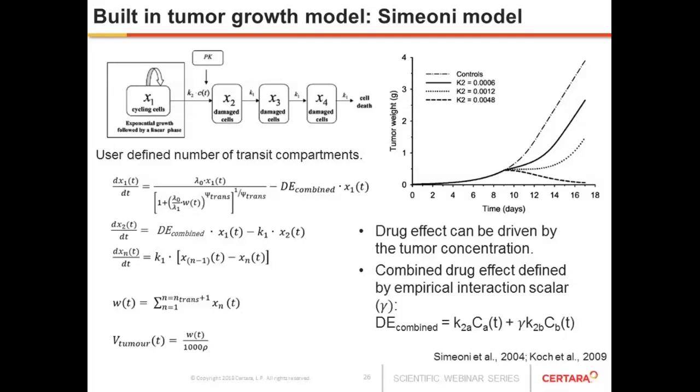So we can also account for combined drug effects. For the built-in model, this is incorporated quite simply through an additive term and an interaction scalar, as shown at the bottom right of this slide. But you can incorporate more complex mechanisms through the Lua modelling option.